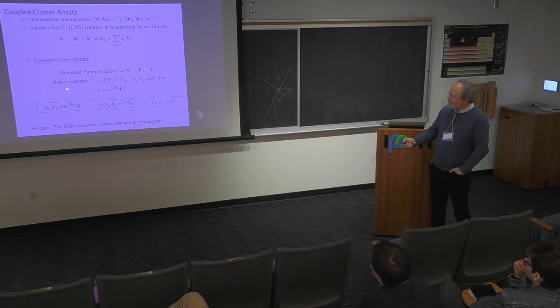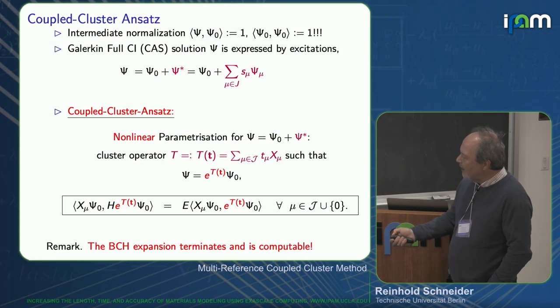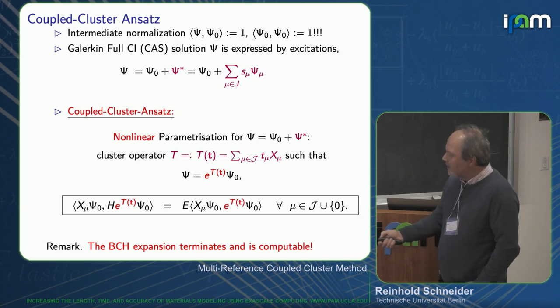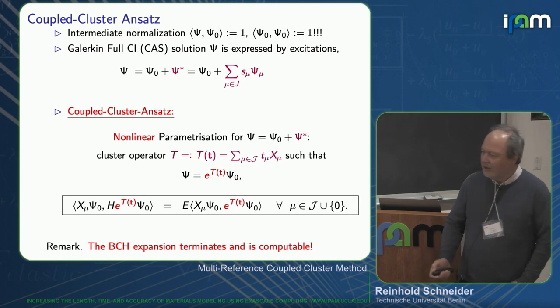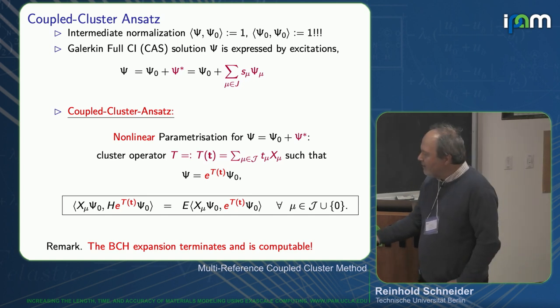And then I put it in the weak formulation: if psi is an eigenfunction, then this relation holds for all excitations nu. If you run over all excitations, over all Slater determinants, you test H applied to this wave function with this one. And it is already clear that the exponential of this never goes beyond the full CI space.